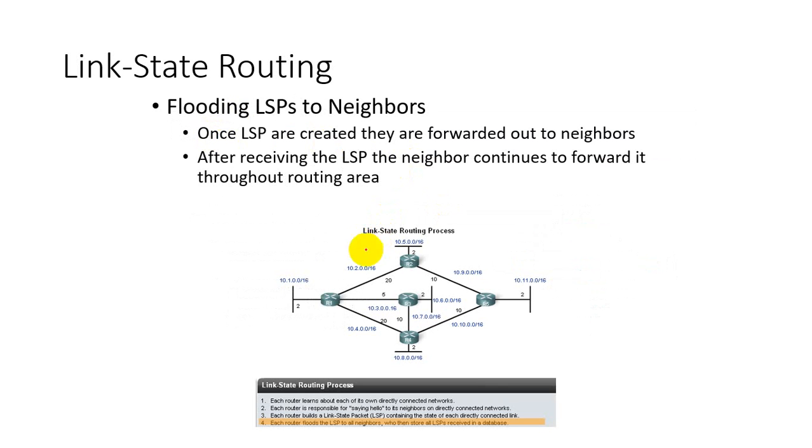Flooding the LSP to neighbors. Maybe this is the fourth point. How does the flooding take place to the neighbors, from router R1 to R2? Let's suppose once LSPs are created, they are forwarded out to neighbors. After receiving the LSP, the neighbor continues to forward it throughout the routing area. So this will forward to this, and this will forward, flood, and so on until all the routers have the same LSPs. They will forward the packet to each and every neighbor.